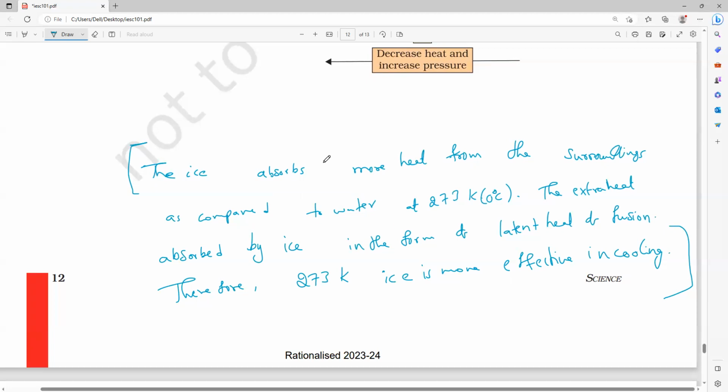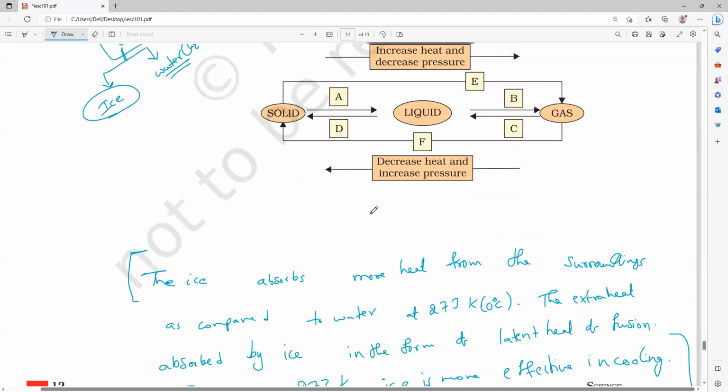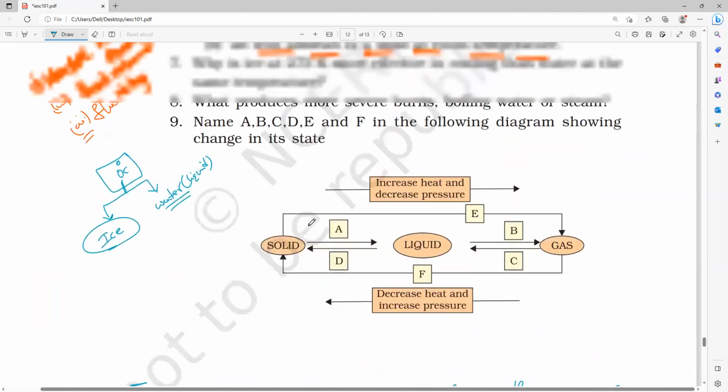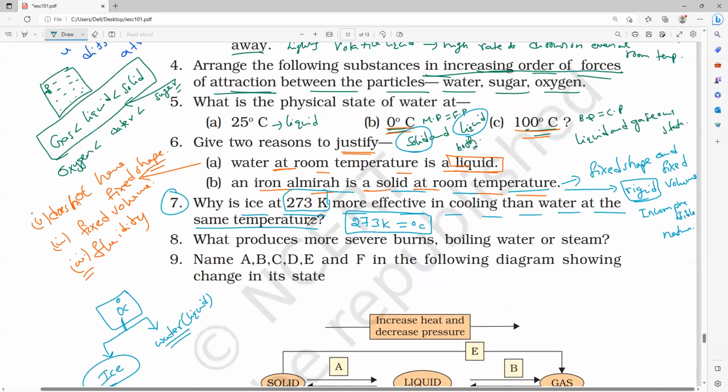And see, this question is not new for us. I told you, if I put water at 100 degrees Celsius on your body, and if I put steam at 100 degrees Celsius, which will cause more burning, everybody? Steam. Understanding? That we studied while I was teaching. That is the next question.